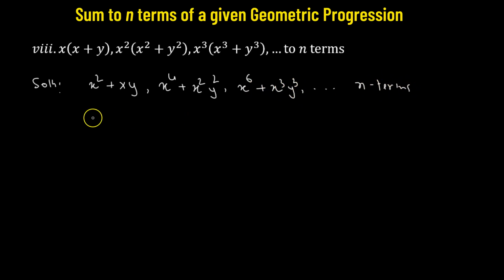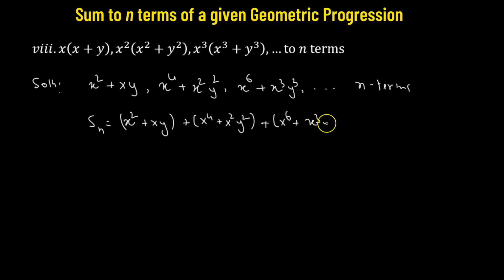Our task is to find the sum to n terms, so we will be summing up all the terms. So we have x squared plus xy, this is the first term, added to x raised to the power of 4 plus x squared y squared, this is the second term, and added to the third term, which is x raised to the power of 6 plus x cubed y cubed. This goes all the way up to n number of terms. Now we will separate these into two sums. So our first sum will start with x squared, followed by the first term of the second term, which is x raised to the power of 4. This will be combined with x raised to the power of 6 and so on up to n terms.